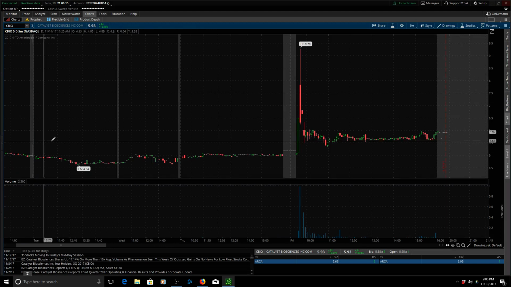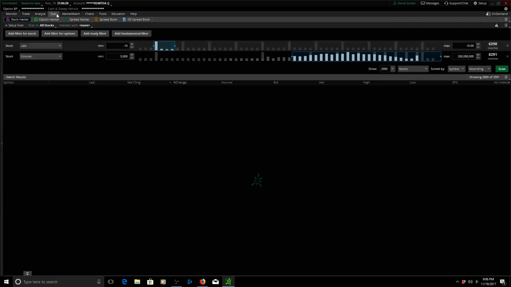So what I would have done was I would have just kind of maintained it. I wouldn't have really played this because there wasn't any news. This was just a low float that just took off right off the bell. Looks like 5.15 straight to 9.29. I'll explain how I look for low floats as well. So I'm gonna go back here.